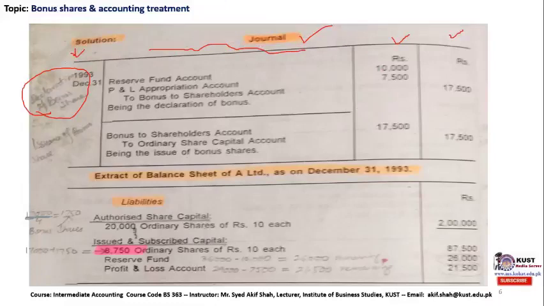So the declaration of bonus share issuance will look like this. We need to debit the reserve fund account by 10,000, because the question already instructed you that you are going to debit reserve fund only with 10,000 rupees, and the remaining amount should be appropriated from the profit and loss account, which is 7,500 in this case. Why is this so? Because 1,750 bonus shares have been issued with the help of this mechanism, and calculated.